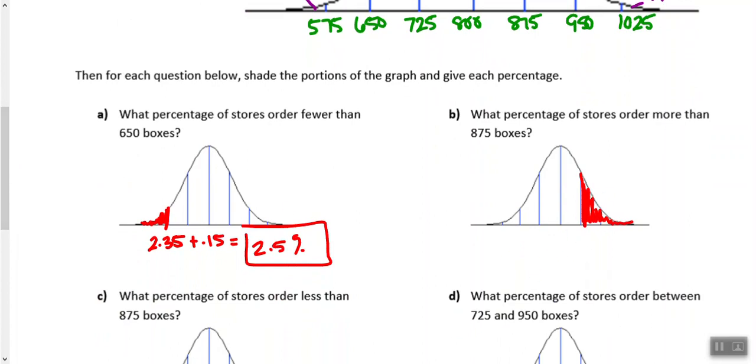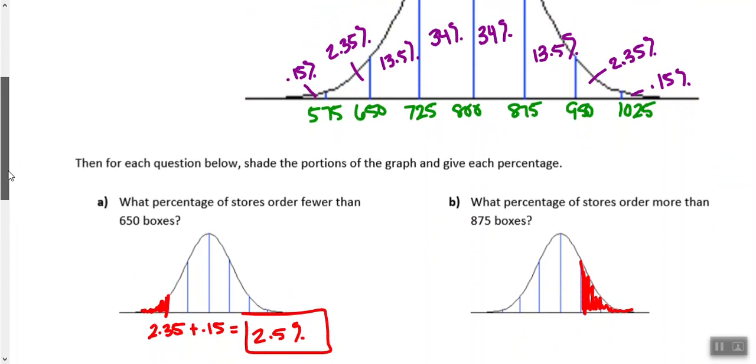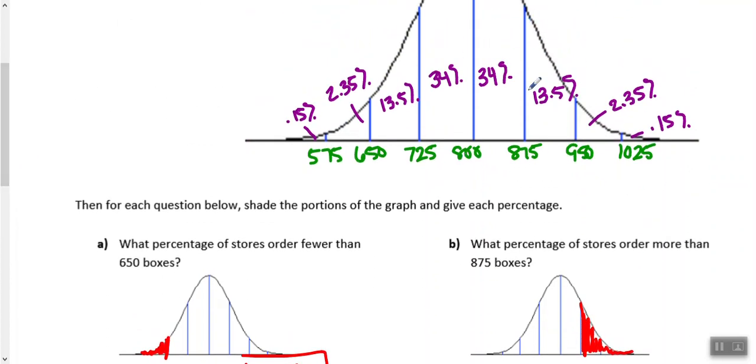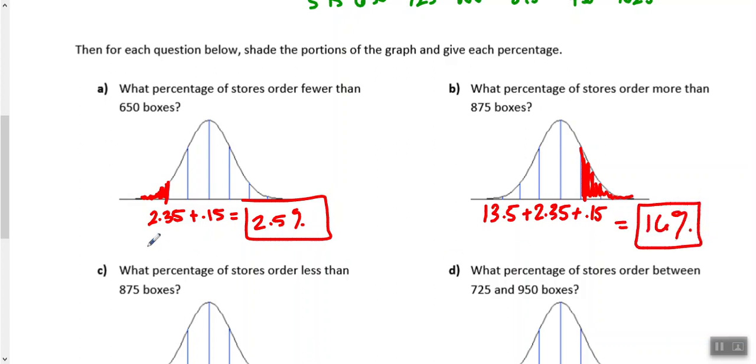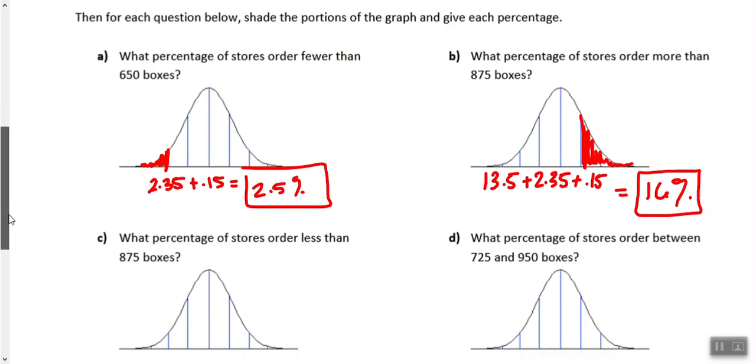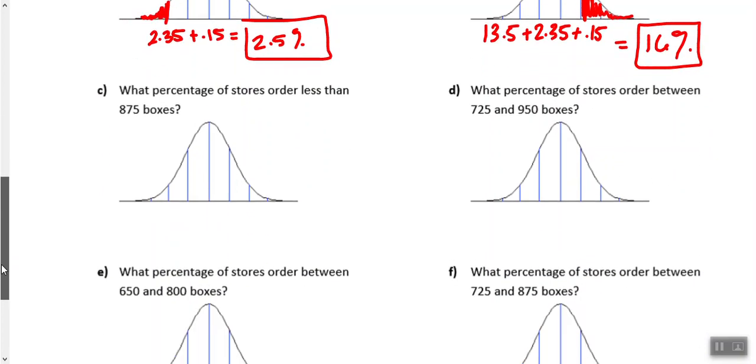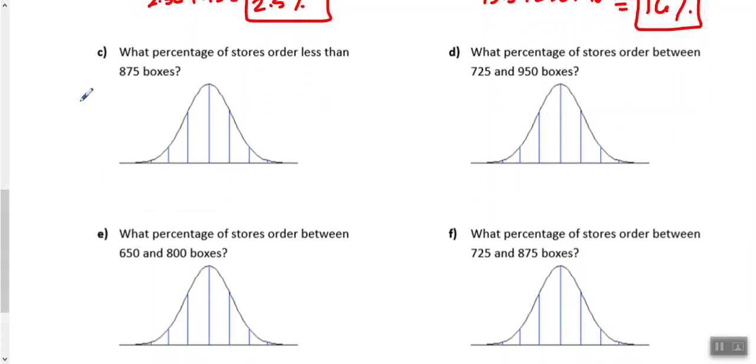I'm going to use those same numbers to figure out B. So I started at the 1 standard deviation above, so here, and then I want everything after it. So that means I need to add 13.5 plus 2.35 plus 0.15. And when I do that, I get 16%. You guys can pause the video and try C, D, E, and F on your own. I am going to continue to work through them, just at a bit faster pace.